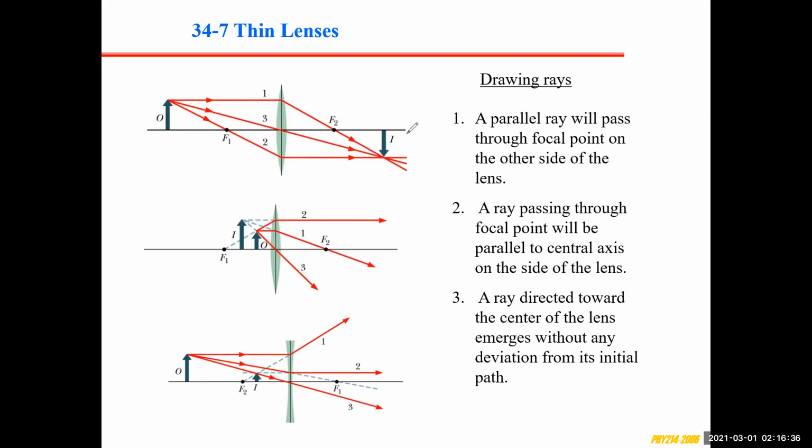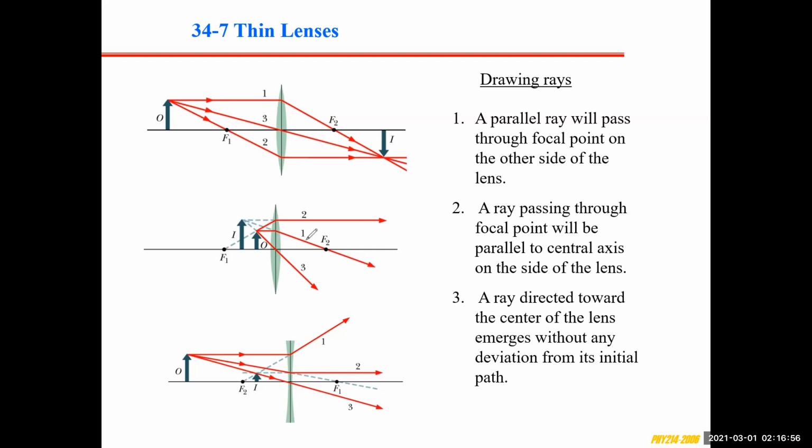So you can see that this image is real, is upside down, is flipped, and is on the other side from where the object is. And this is actually easy to do. But what if you have an object that's actually inside the focal point? Then it will be a little bit difficult to draw.